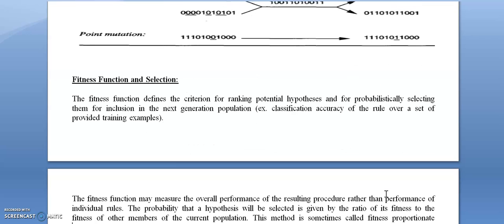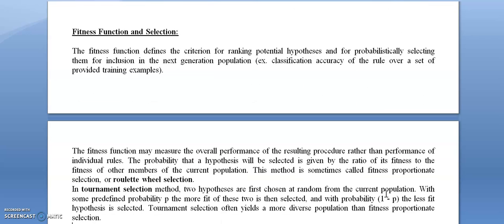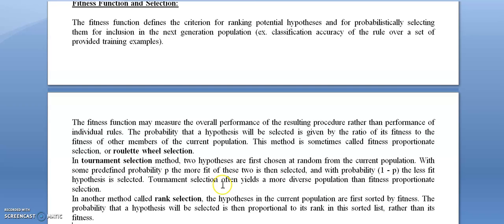Now the fitness function. The approach we have seen is known as the roulette wheel selection approach. Next, we can have the tournament selection method when we need to maintain some diversity. In this, with some predefined probability P, the more fit of the two hypotheses is selected, and with probability 1 minus P, the less fit hypothesis is selected.